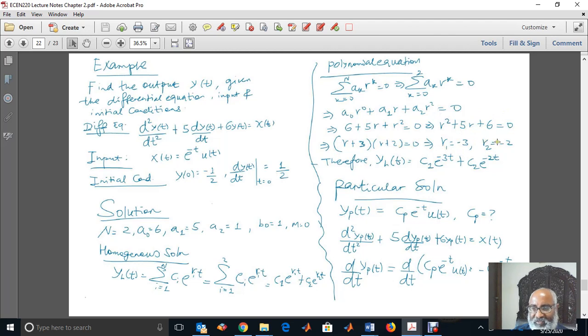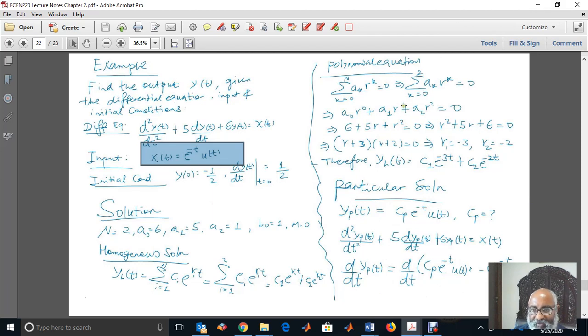Then r1 is minus 3, r2 is minus 2. Then the homogeneous solution will become y h of t equals c1 e to the power of minus 3t plus c2 e to the power of minus 2t. The particular solution will have the form of Cp e to the power of minus 2t. Why? Because remember, the particular solution will have the same form as the input. So if the input is x of t, e raised to minus 2t, then the particular solution will be Cp e raised to minus 2t.